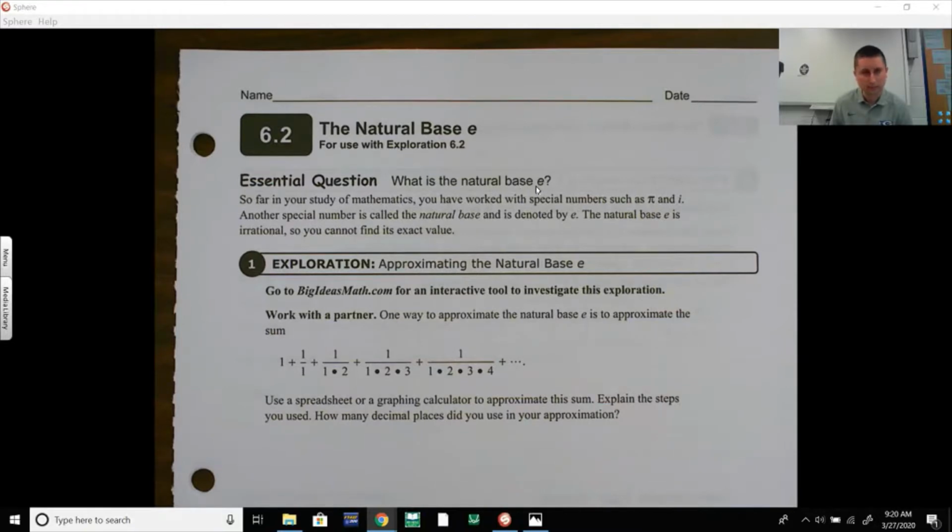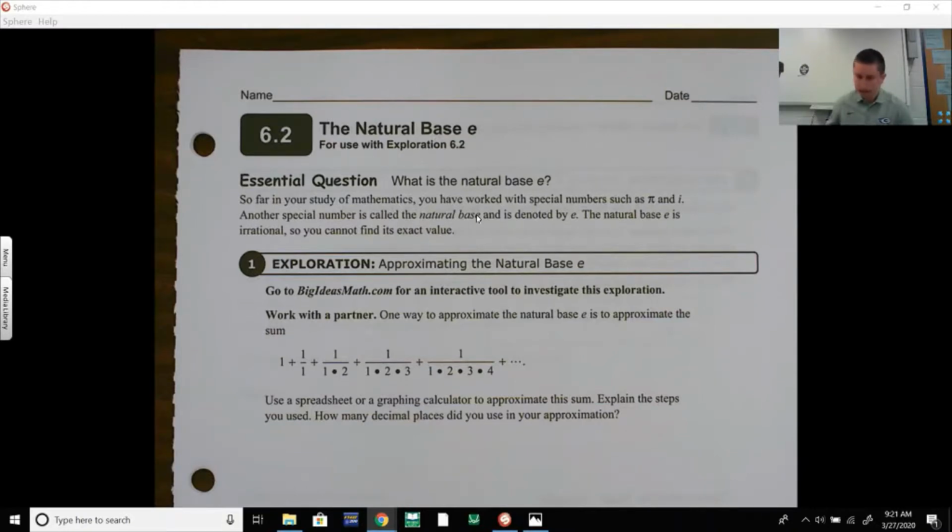But e is a number. It's similar to pi. It's an irrational number that goes on forever and ever. It's called the natural base. It shows up a lot in nature and science, and it's the natural number for exponential growth.